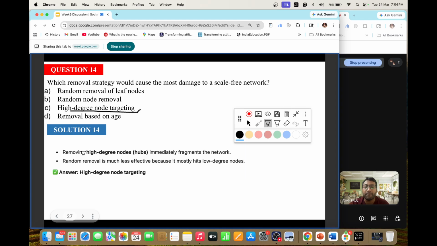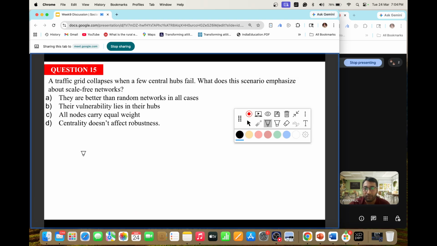Removing high degree nodes, hubs, immediately fragments the network. Random removal is much less effective because it mostly hits the low degree nodes. So option C is again the correct answer. Let's move on to the next question.